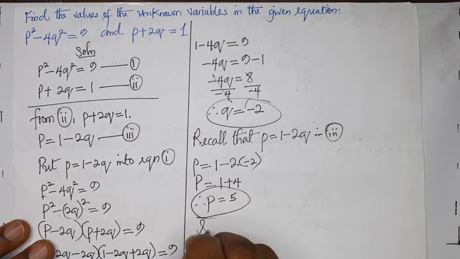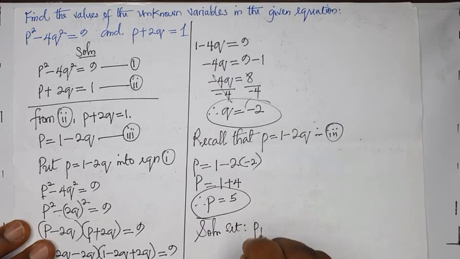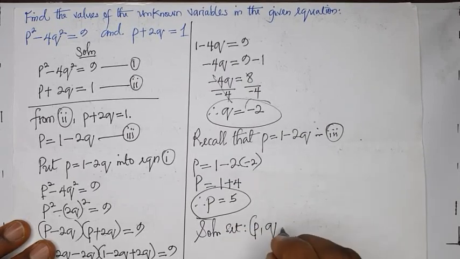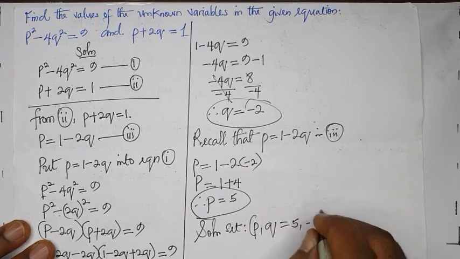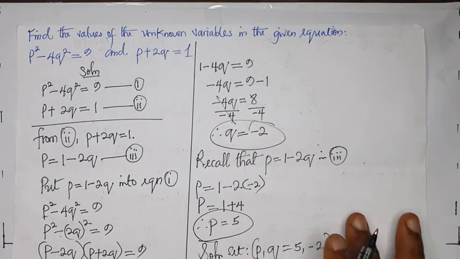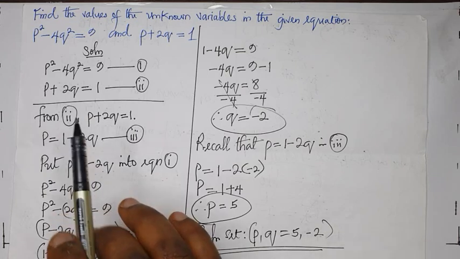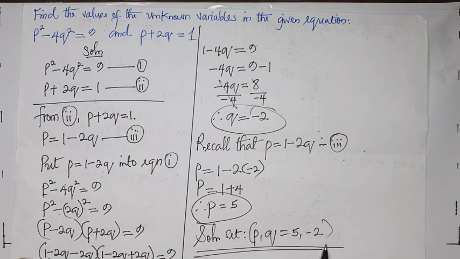Solution set. Let's represent it. Our solution set now for p, q becomes 5, negative 2. This is what it is. We have ended up using our substitution skill of solving simultaneous problems to solve one linear, one quadratic, and we've ended up with this answer.